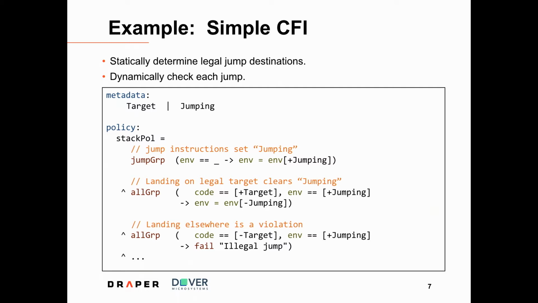So here's a couple example rules from that. The first rule says, if I do a jump, so the op group is for jump instructions, then update the environment metadata, that is the metadata on the PC register, to include the jumping tag. And the next rule says, okay, if I'm executing any instruction, and the environment on the right has the jumping tag, and the code is known to be a legal destination, then allow this and remove the jumping flag, because I'm done jumping. Of course, there's a special case for if I jump to a jump, but I'm not showing that here. Okay, so those are a couple examples of policies in our language.